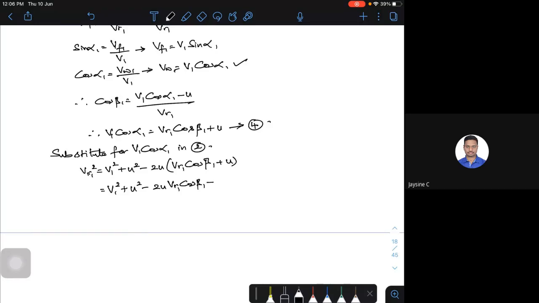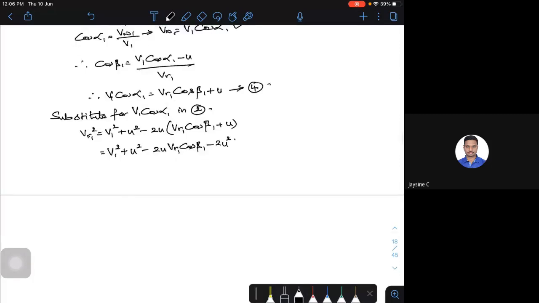So minus into plus is minus 2U square. So one U square will get cancelled, and I am left with only minus U square. So VR1 square is equal to V1 square minus U square minus 2 into U into VR1 into cos beta 1. I am calling this equation number 5. These expressions are required for us, and I am going to use them a little later.